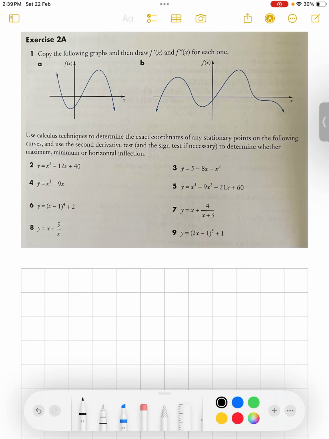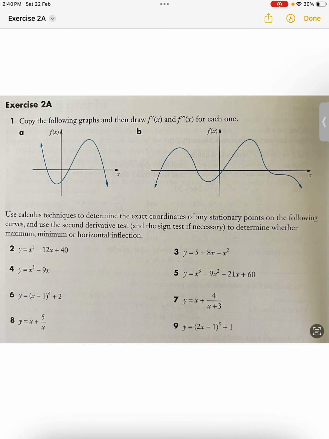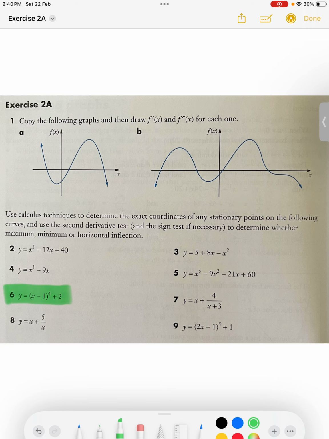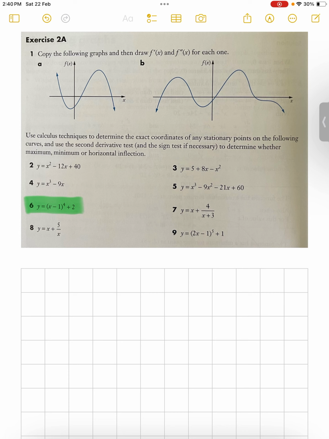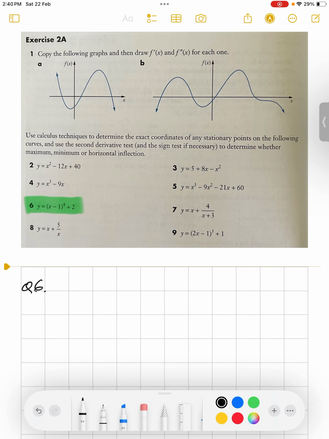I'm going to be looking specifically at question 6. So let's have a look at question 6. It says to use calculus techniques to determine the exact coordinates of any stationary points on the following curves. Use the second derivative test to determine whether maximum, minimum, or horizontal inflection. So let's write the equation.